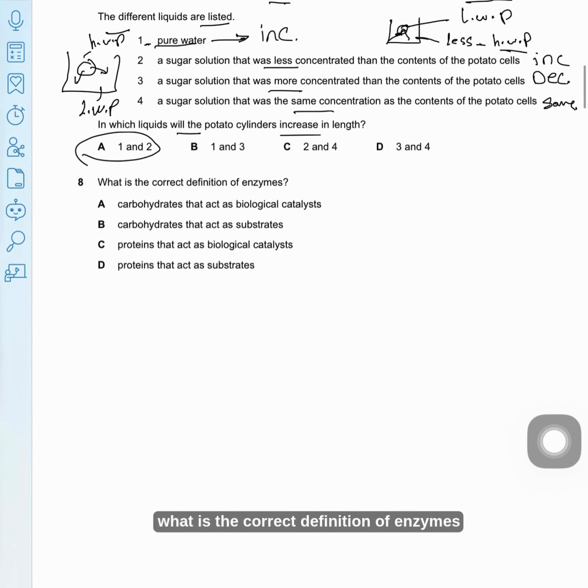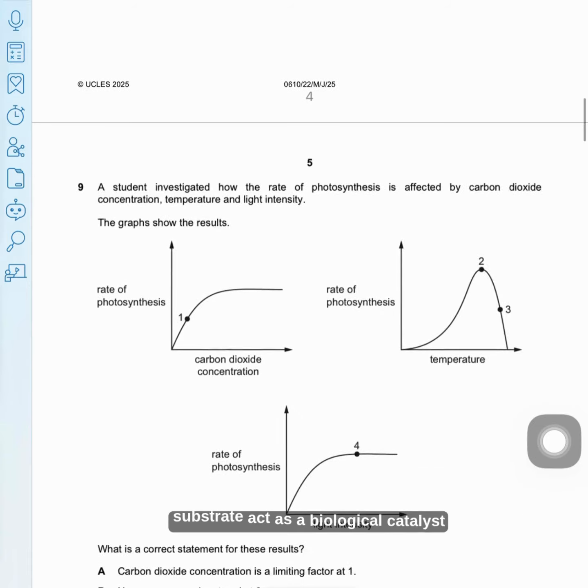What is the correct definition of enzymes? Are they carbohydrates? Are they proteins? Act as a biological catalyst, or act as a substrate? Act as a biological catalyst.